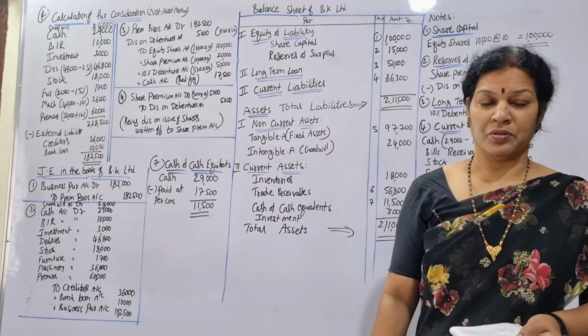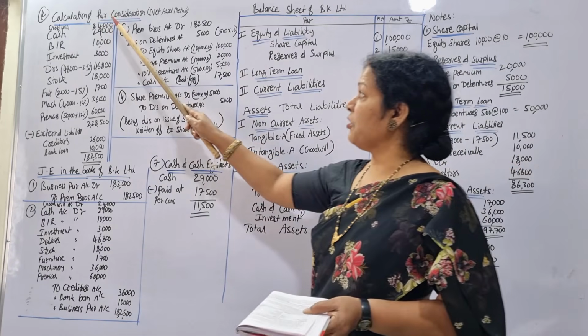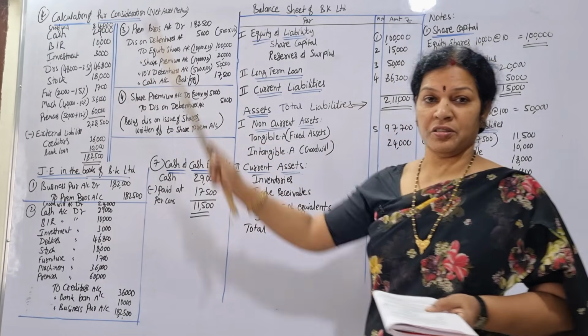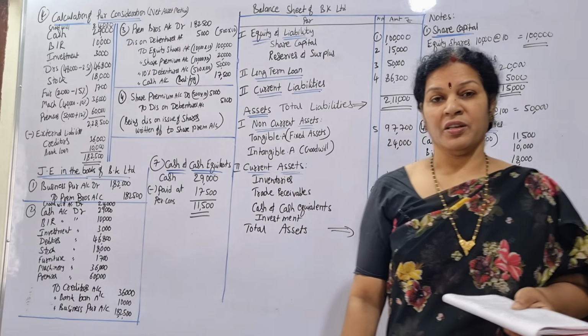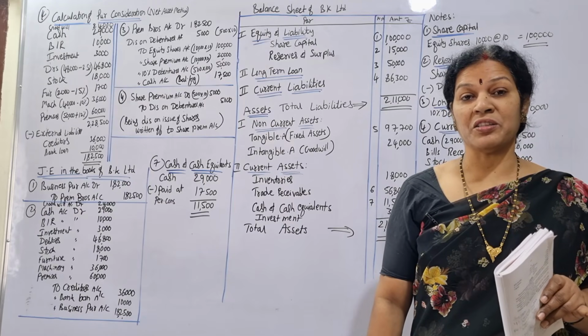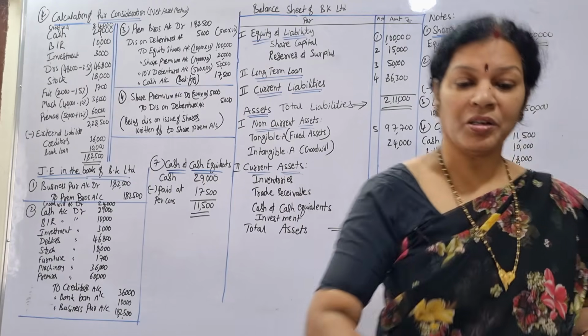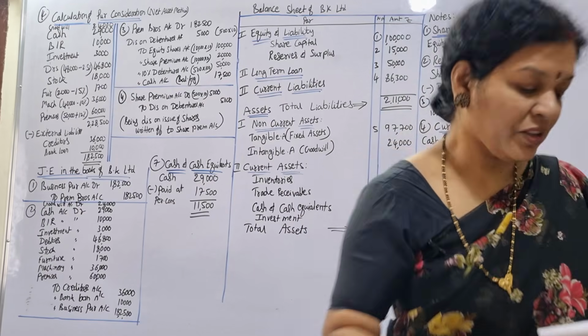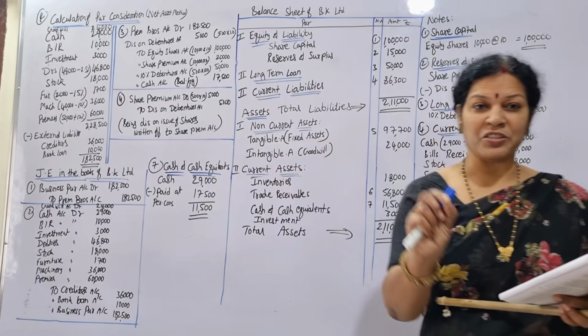Working notes. Calculation of purchase consideration, as per the net assets method. What do we have to take? We have to consider all the assets. What are all the assets? First, we have some adjustments.